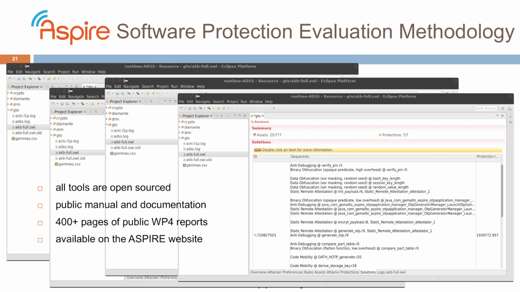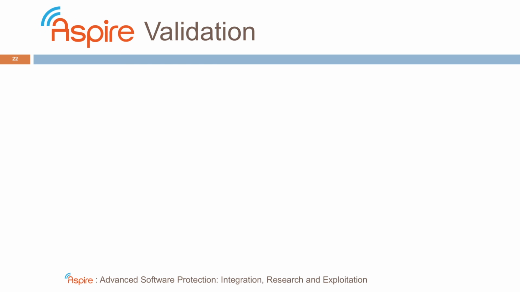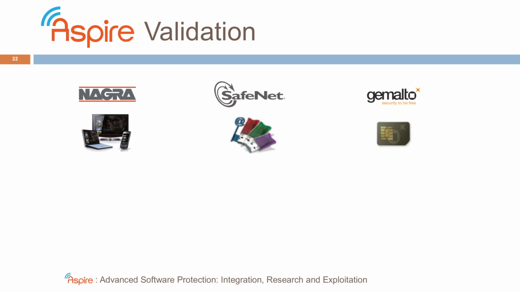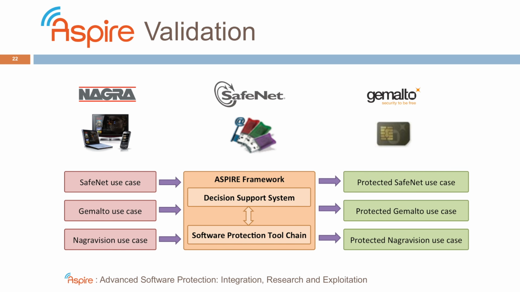That wraps up the technology we developed, but of course we not just developed it, we also validated it. You might remember that the goal was to take use cases from 3 companies, the 3 industrial partners of the project, and to send those use cases through the Aspire framework, which consists of the toolchain and the decision support system, to obtain protected use cases.